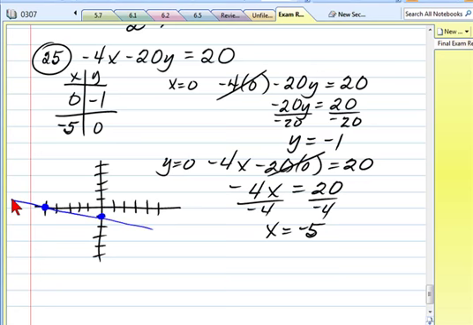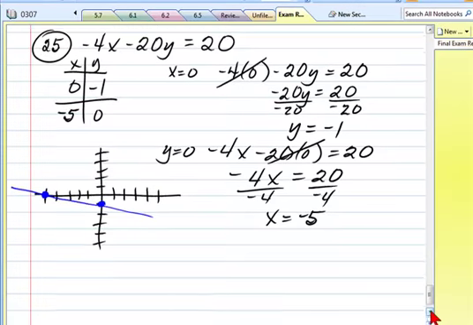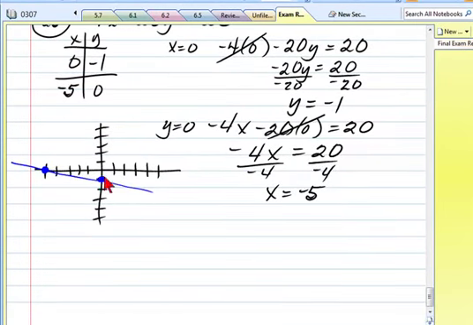Does anybody in the classroom want me to do this in slope-intercept? Okay, let's take a look at it slope-intercept. I'll come back to this same graph when I do that. All right, the equation is negative 4x minus 20y is equal to 20. Let me label this.